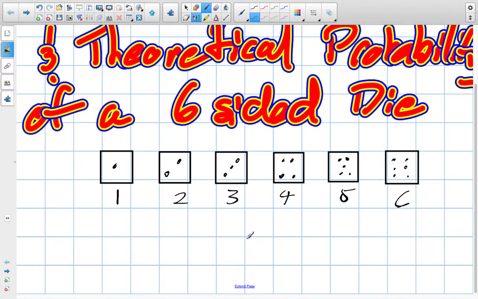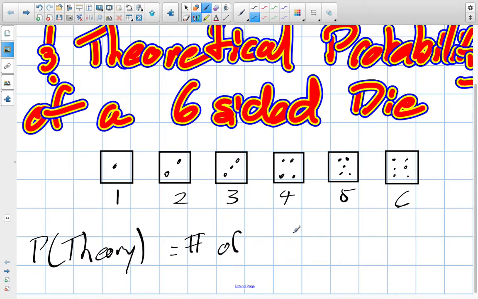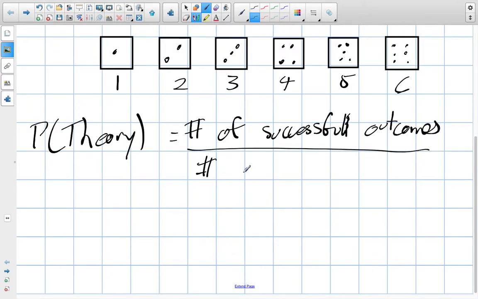Okay, so theoretical probability. There are a total of six sides. So probability in theory has a formula that is the number of successful outcomes. I always put two L's there. It's the number of successful outcomes over the number of possible outcomes. Or in our case, you could call it the number of sides. There are six sides to a die. So the theoretical probability, I'm going to put a little t here so that you know the difference, because we are going to compare experimental and theoretical.